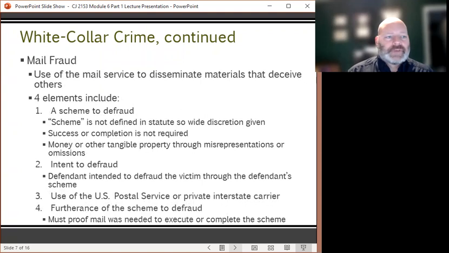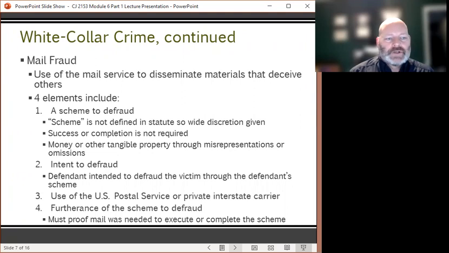Mail fraud is another type of white collar crime. It's the use of the mail service to disseminate materials that deceive others. Four elements of mail fraud include there be a scheme to defraud. A scheme is not particularly defined in statute, so wide discretion is given to both prosecutors and judges to determine if a scheme existed. There's no requirement that the scheme be successful or completed, merely the planning of the scheme.